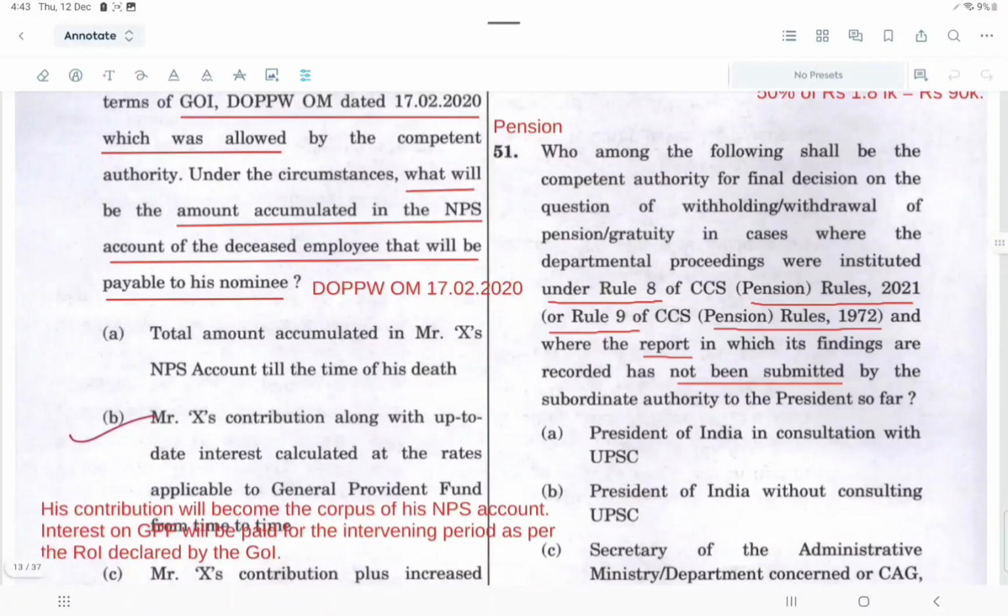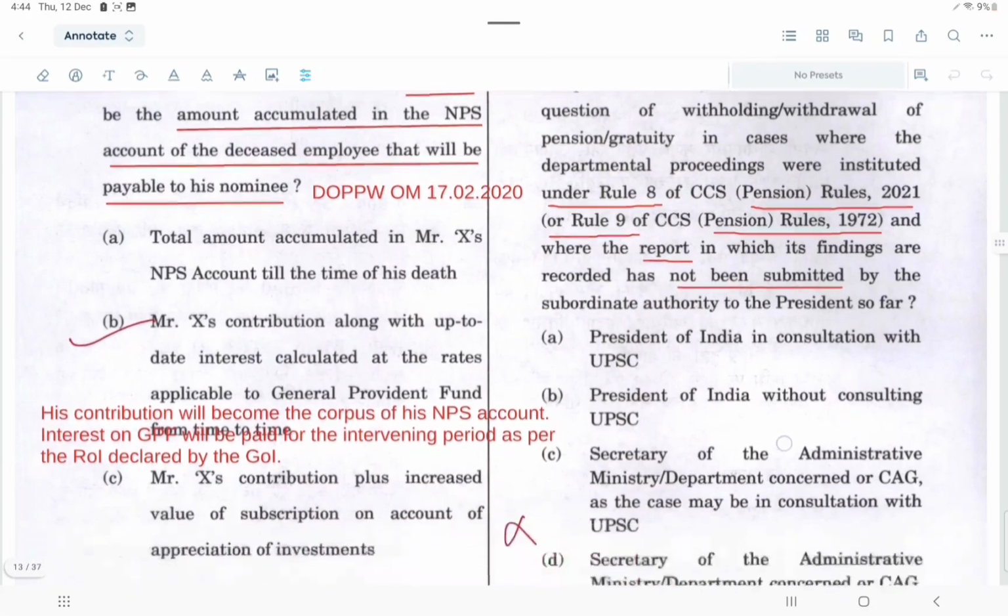51. Who among the following shall be the competent authority for final decision on the question of withholding, withdrawal of pension or gratuity in cases where the departmental proceedings were instituted under Rule 8 of Pension Rules 2021, which was earlier Rule 9 of Pension Rules 1972, and where the report in which its findings are recorded has not been submitted by the subordinate authority to the President so far.